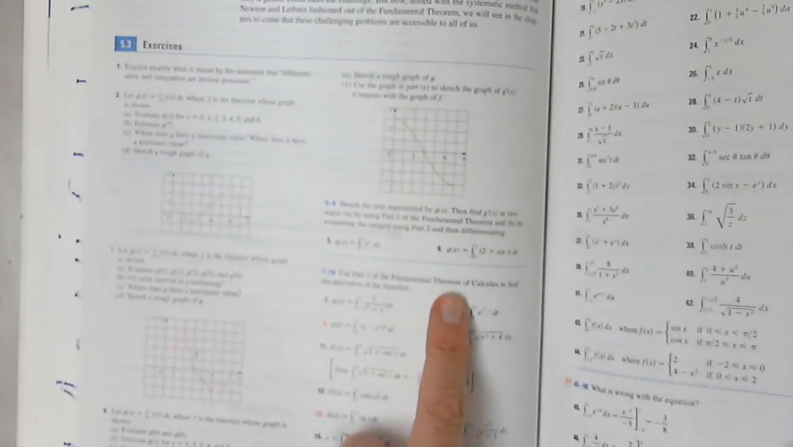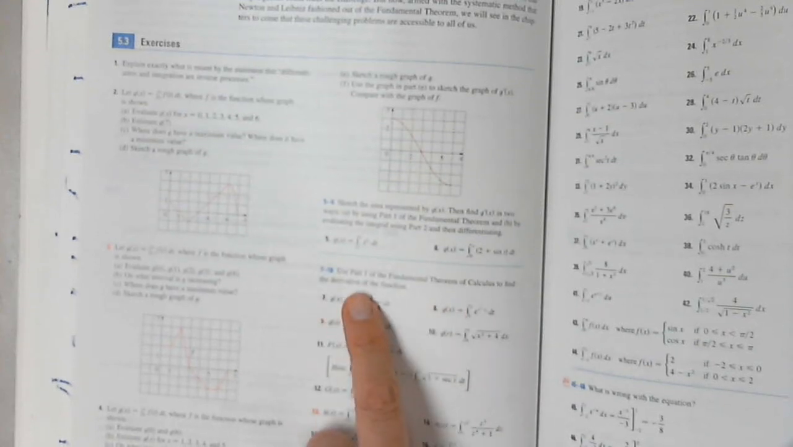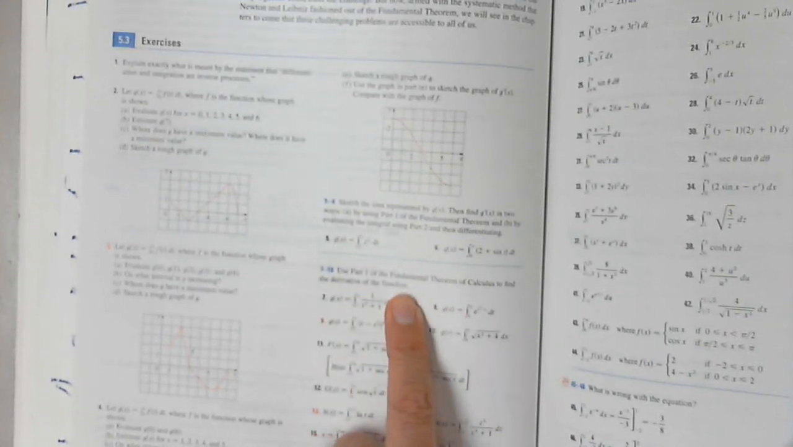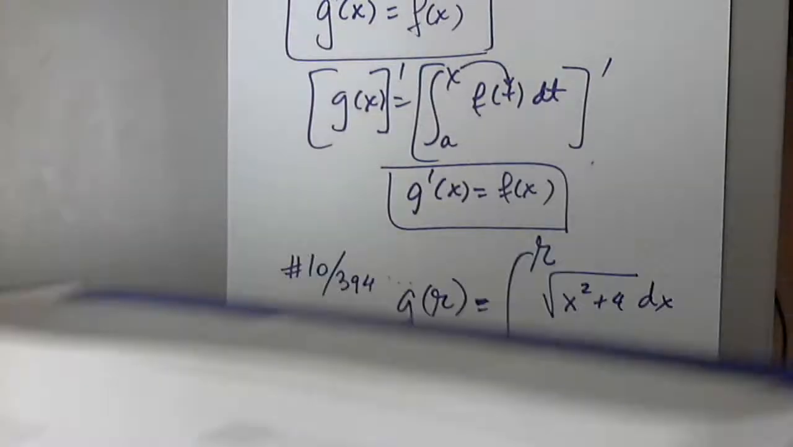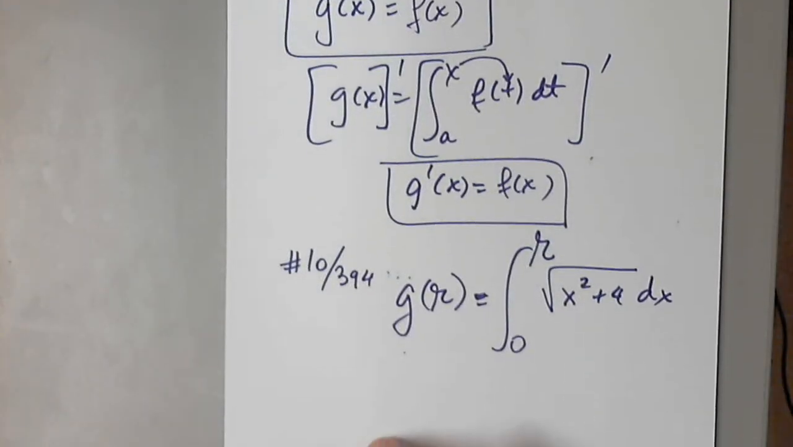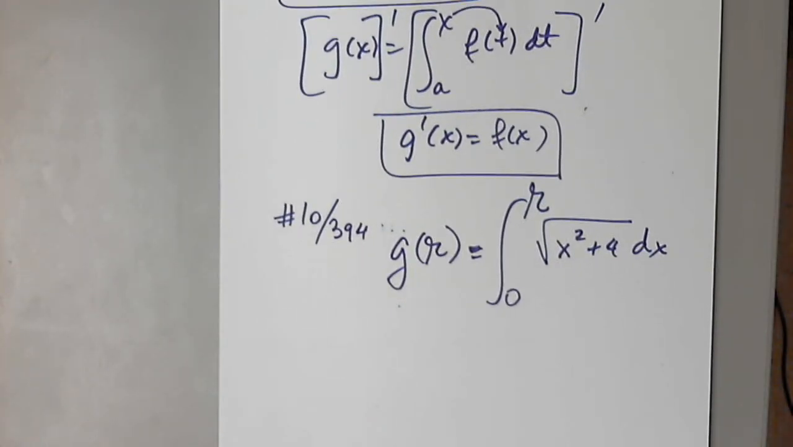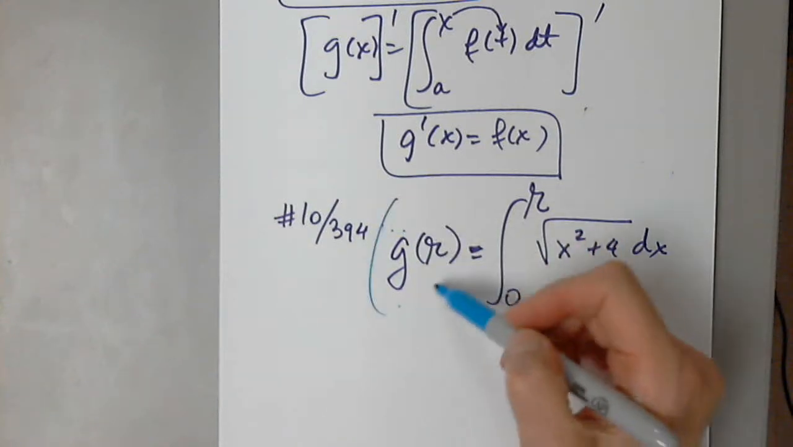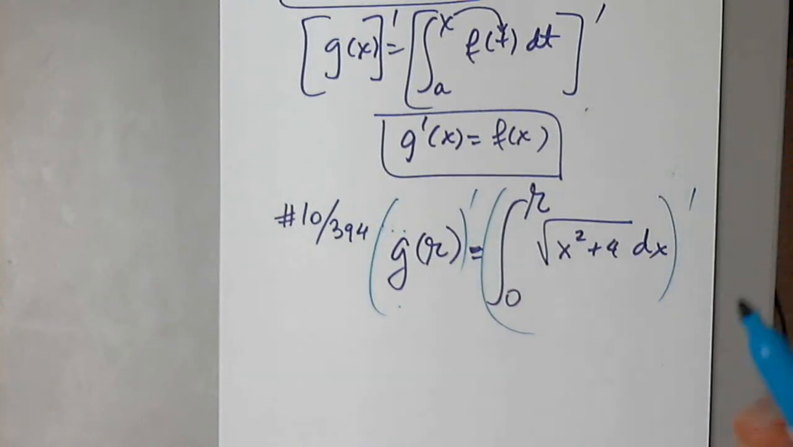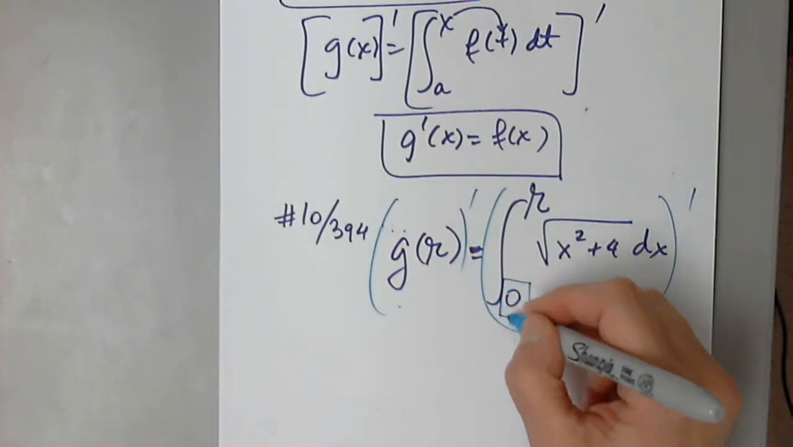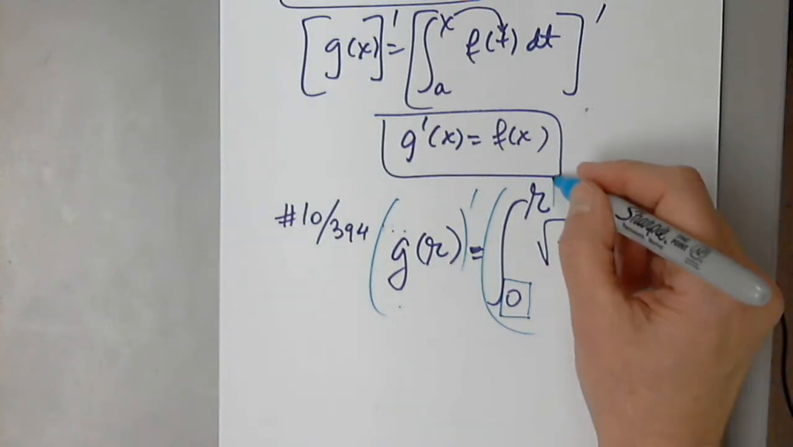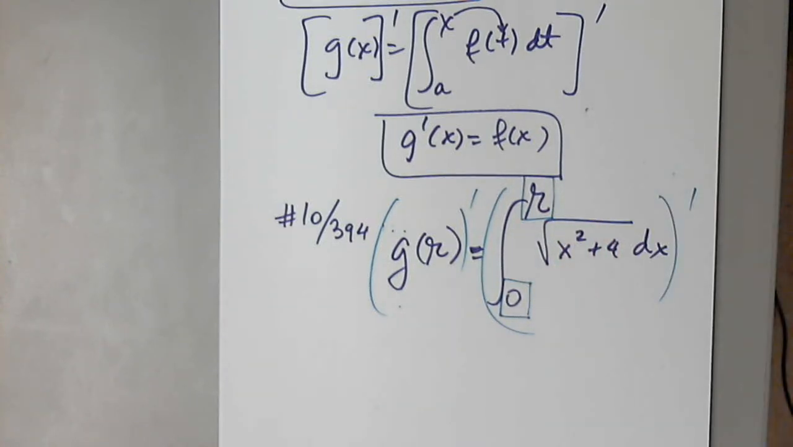Use part 1 of the fundamental theorem of calculus to find the derivative of the given function. The function is given in the form of the integral, because we're practicing fundamental theorem of calculus part 1. So I'm going to differentiate both sides, not before I make sure that this is a number, and this can be anything. It happens that it's just a variable, like we had it in the fundamental theorem of calculus.